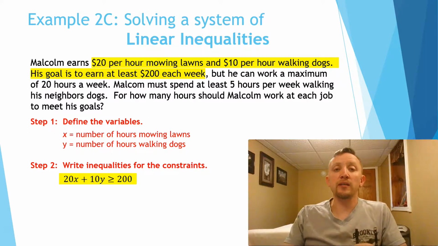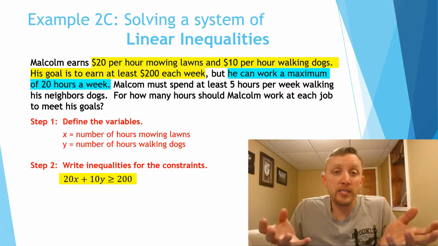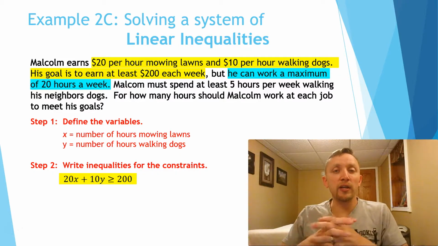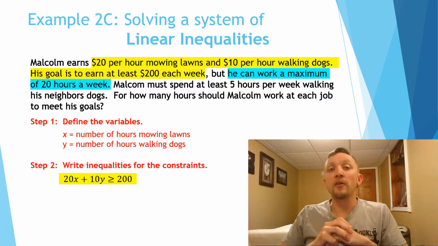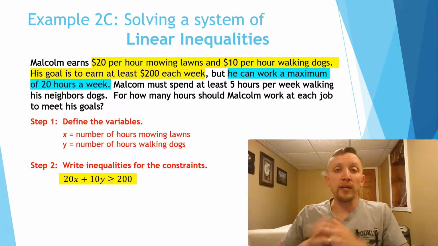Now let's look at the next part of that sentence. It says he can work a maximum of 20 hours a week. Now that's all it says. Some of these, there's going to be parts that are implied, and you're going to have to read between the lines and understand what they're saying. So if it says he can work a maximum of 20 hours per week, that means between mowing lawns and walking dogs, the most he can work is 20 hours.